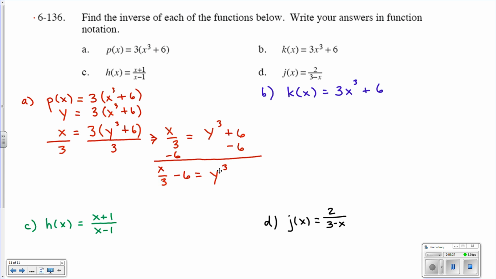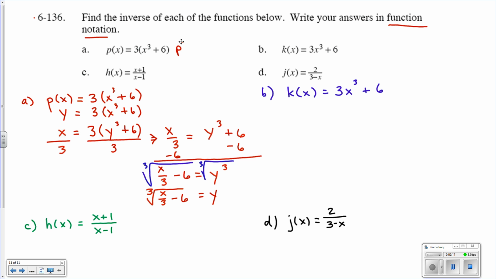In order to get rid of the third power here, we're going to have to take the cube root. So let's show what we're doing there: we're taking the cube root of this side, and we're going to take the cube root of this side. So in the end, we should get the cube root of x over 3 minus 6 equals our y. Now remember, they want us to put it in function notation, so we're going to have to change this y back.